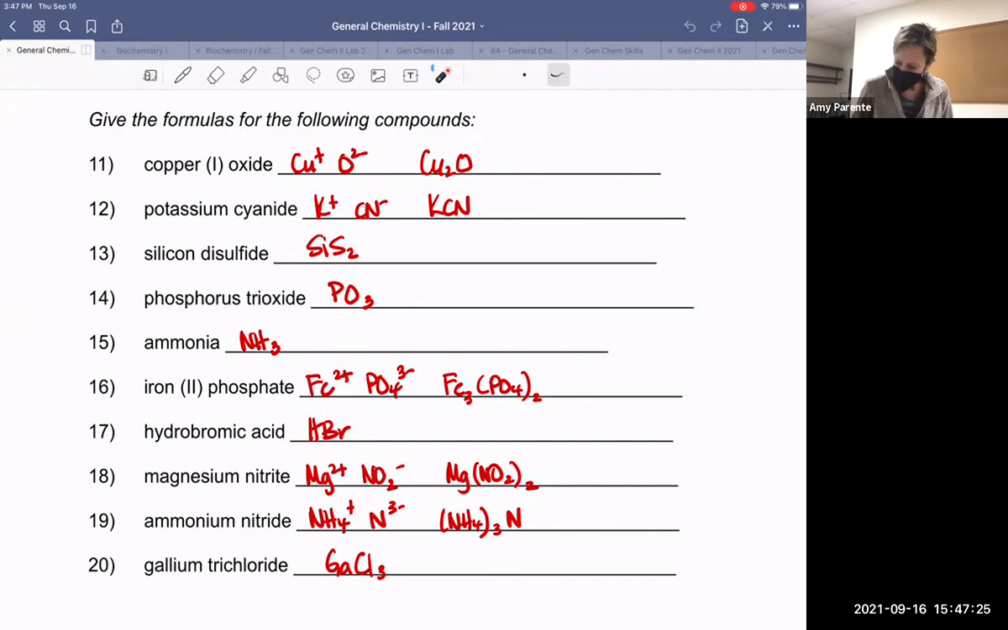Magnesium nitrite, okay, Mg, and nitrite is NO2-. We need 2 of those to balance charge. We've got ammonium nitride. So nitride is different from nitrite. That's just a nitrogen atom with a -3 charge. And the last one to round out this list is gallium trichloride.